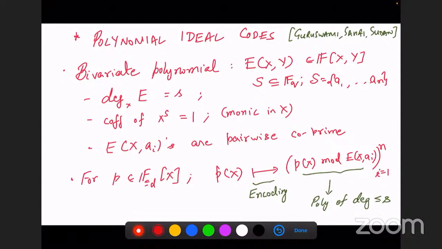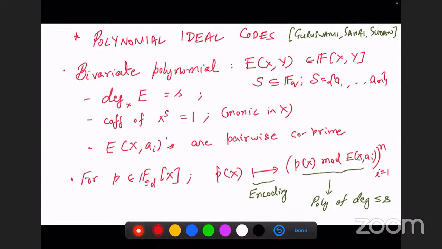So these codes were present in the work of Guruswami, Sahai, and Sudan. But I think this definition that is present in this slide is not directly from that work, but it's equivalent. So we consider any bivariate polynomial. We are going to first define what polynomial ideal codes are, then we are going to take examples so that hopefully the definitions will be clearer.